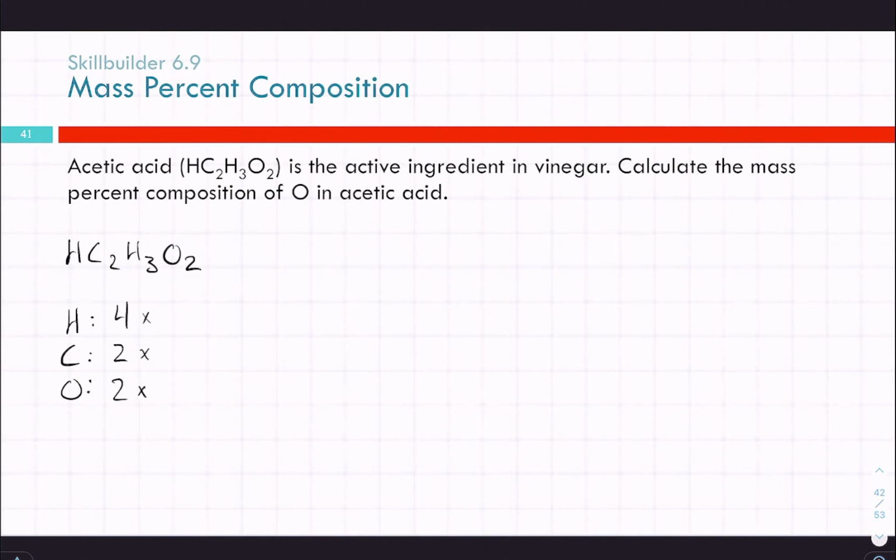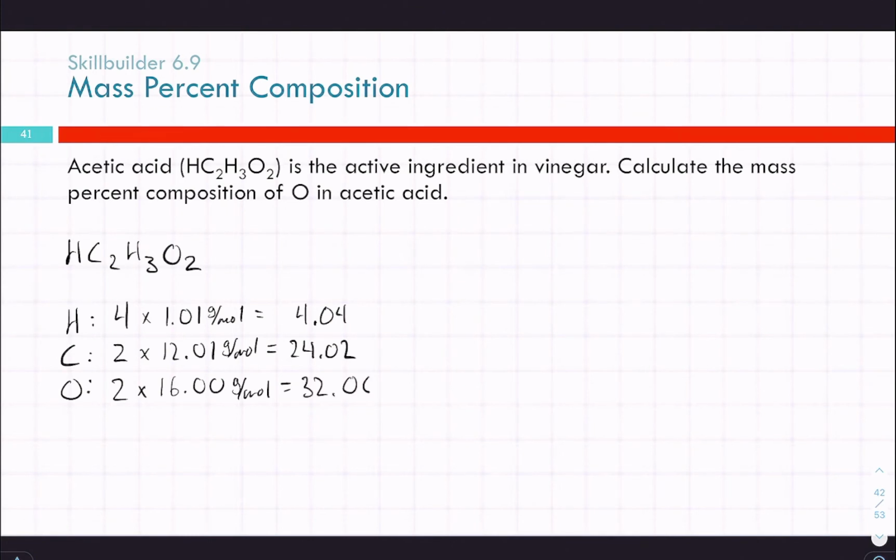And now we just multiply by their molar masses: 1.01, 12.01, 16.00. Of course, these are all in grams per mole. And then we just multiply those. So 4.04, 24.02, and 32.00. And then we add them together. 4.04 plus 24.02 plus 32 is 60.06 grams per mole HC2H3O2. Okay, so that is the mass of 1 mole of the compound.